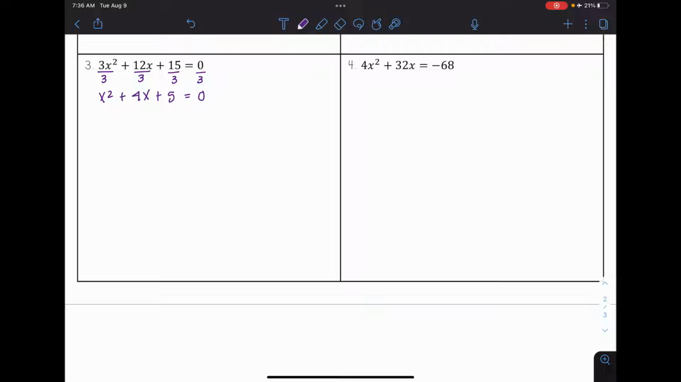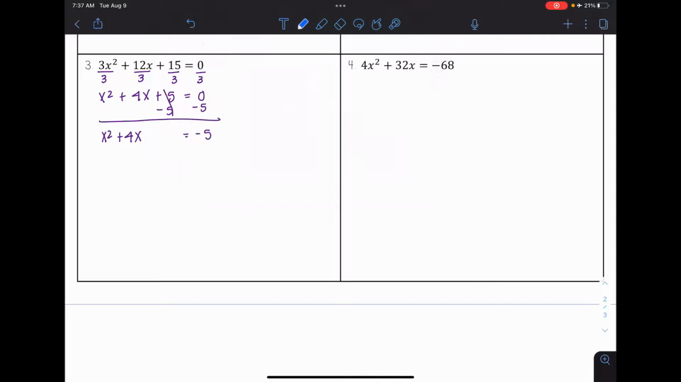And now I'm going to go ahead and go through those same steps that we went through before. So my first step here is to go ahead and move c, so I'm going to subtract 5 from both sides. And so I get x squared plus 4x, leave a space, is equal to negative 5.